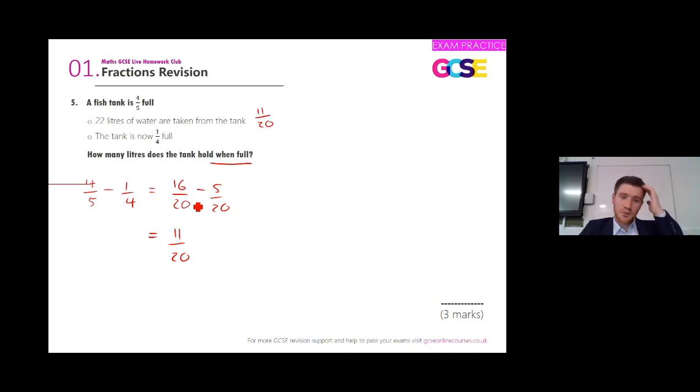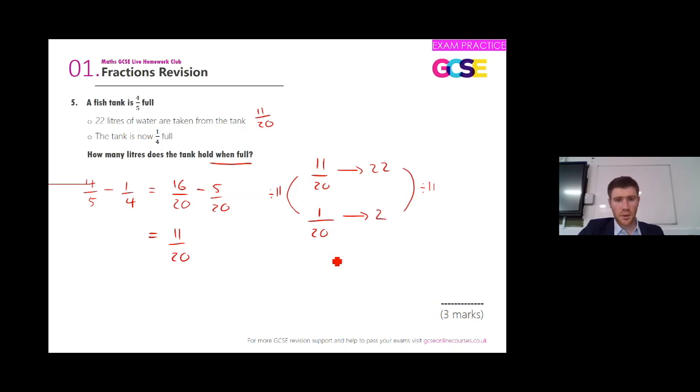Okay, so remember what we did. If 11/20 is worth 22 litres, what's 1/20 worth? We used the bar model before, but I do not want to draw a bar and split it into 20 pieces. So this method might work a little better for us when we've got a bigger thing to deal with. Divide by 11. Divide by 11, we get 2. Okay, how many litres does it hold when full?